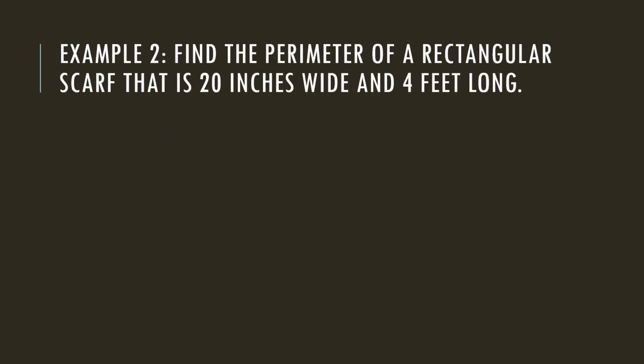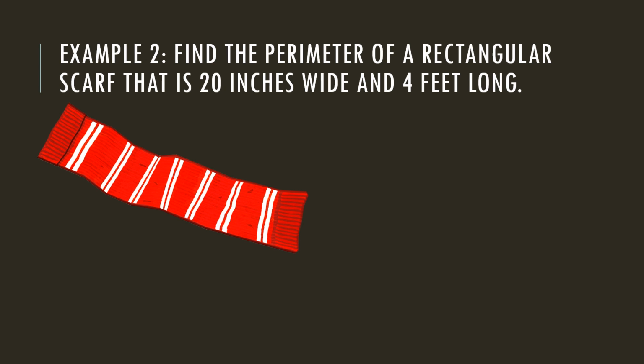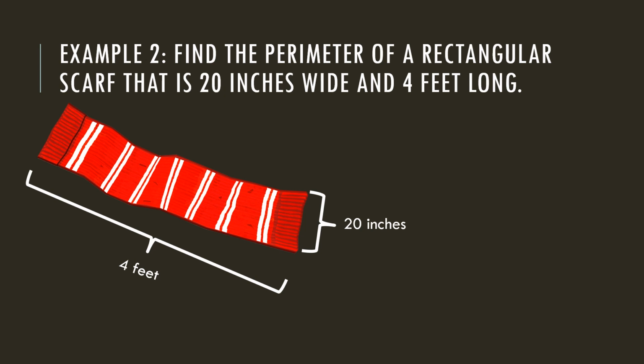Alright, example 2 says, find the perimeter of a rectangular scarf that is 20 inches wide and 4 feet long. This scarf is 20 inches wide, and the scarf is 4 feet long. Now, one really important factor that you need to take into account before you get started on these problems is that the units all need to be the same. So you have two choices. You can either convert 20 inches into feet, or you can convert 4 feet into inches. I just went with the one that seemed easier to me.